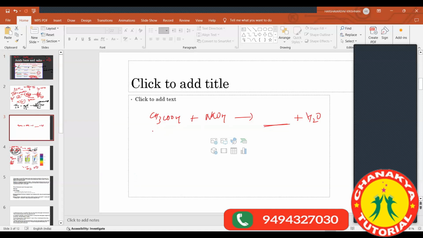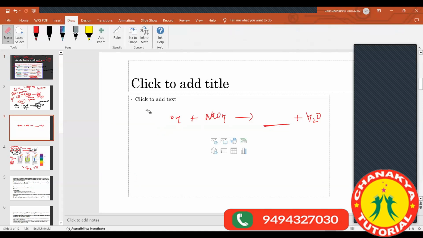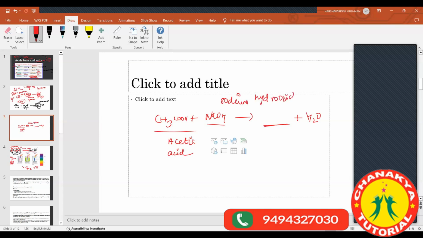Ma'am, can you write it clearly? Okay, I should write. CH3COOH, and this is called acetic acid. This is called sodium hydroxide. Yes, I think now it's somewhat okay.